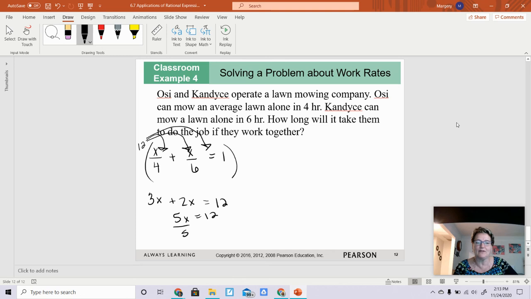Again, I'm going to divide by 5. And I'm going to get x equals, I'm assuming it goes in there twice, 2.4 hours. So together it'll take them 2.4 hours. Again, we can break it down to be a little bit more specific if we want to know how many minutes actually, but 2.4 is totally fine with me.